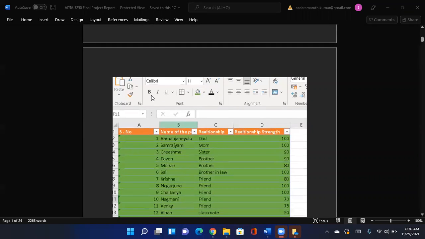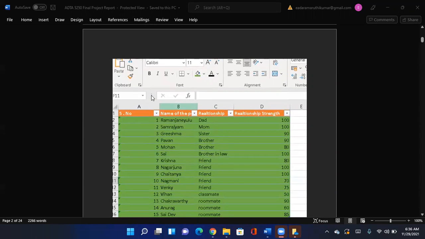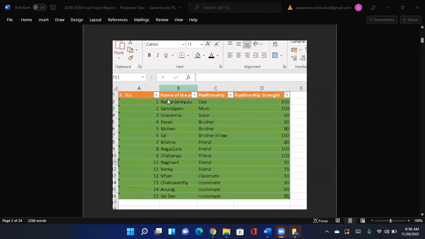In this one, I created my own database with the columns of name of the person, relationship, and relationship strength. Here we have different relations like dad, mom, sister, brother, brother-in-law, friends, and classmates. And this is the strength between the relation and me. Now, this I uploaded in Tableau, and I executed.